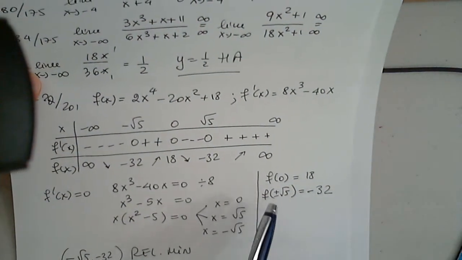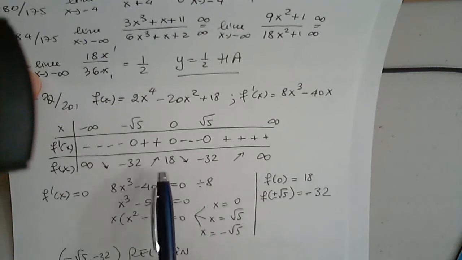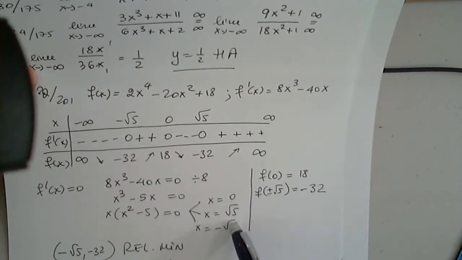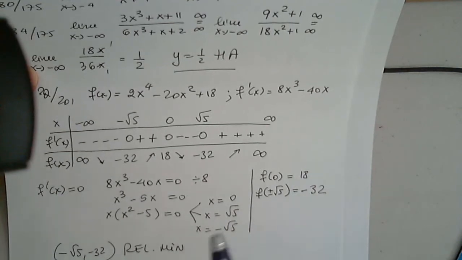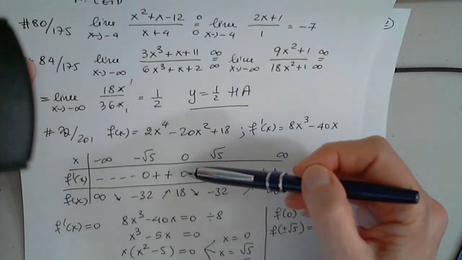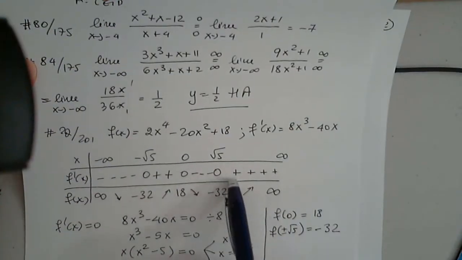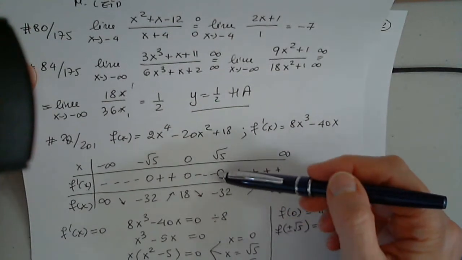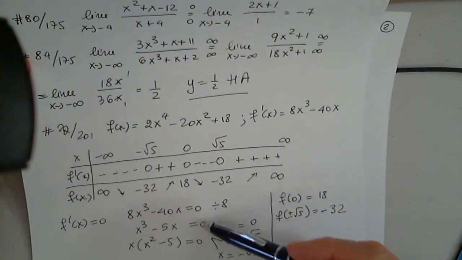We also have to determine f of 0, which is 18, and I have to determine f of positive or negative the square root of 5. If you plug in the calculator, you'll get -32. The zeros have to exist in the table in the row for f prime. Do not leave this blank. You have to write 0 because that's what we got.